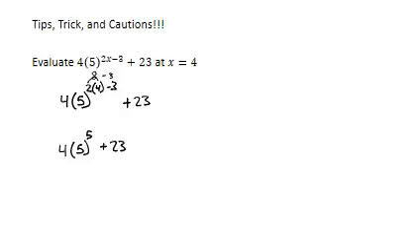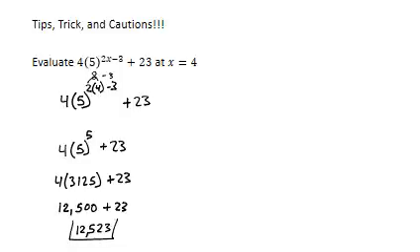The question is, do I do the 4 times 5 first, or do I do the 5 to the 5th power first? Order of operations says I always do exponents before I do multiplication. So that means I've got to do 5 to the 5th power first. 5 to the 5th power becomes 3,125, so I've got 4 times 3,125 plus 23. Now from here we know that multiplication comes before addition, so let's do that multiplication. We've got 3,125 times 4, and then we're getting 12,500 plus 23. And when we do that, we get 12,523. So here is the simplified, reduced form of that expression when we evaluate it at x equals 4.